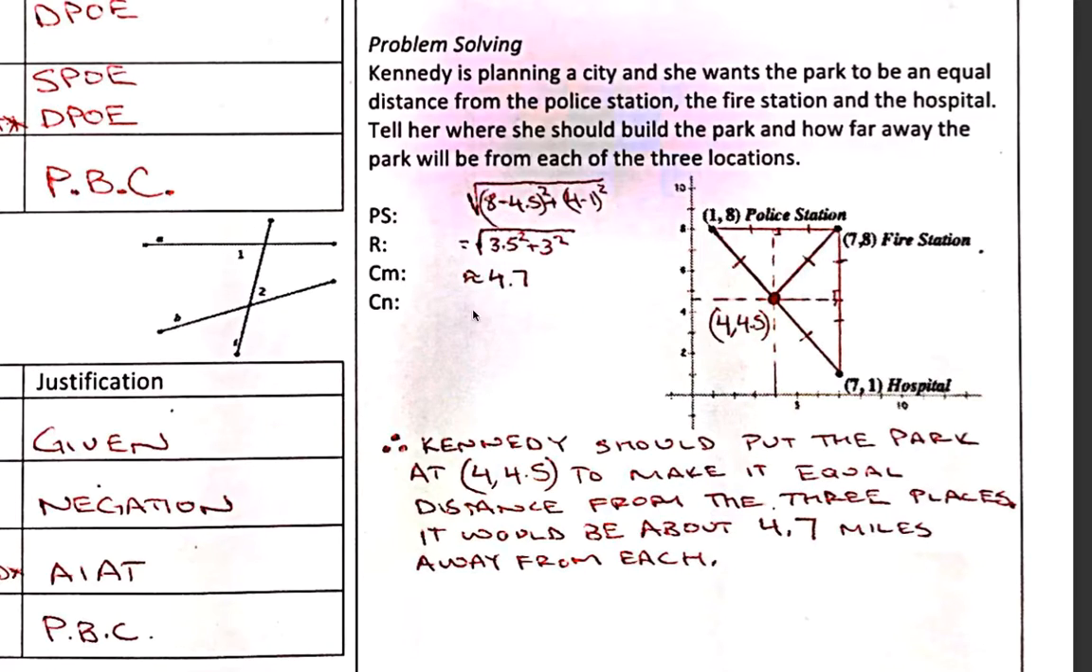And then we just use the distance formula to find out how far it's going to be. You can use this as one point and any one of these three as the other point. And so I believe I used the police station. And I got about 4.7. So it's about 4.7 miles from each of these things.